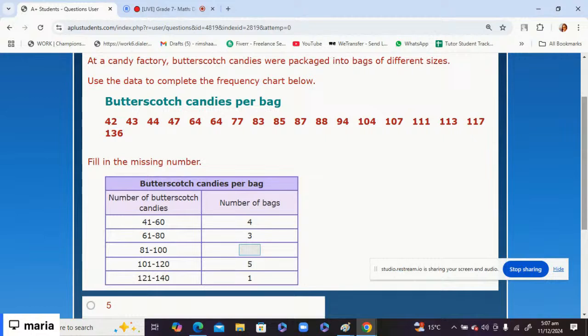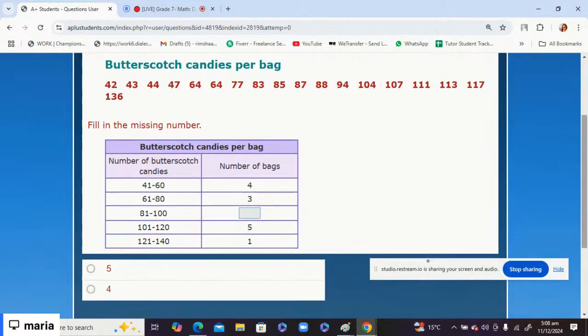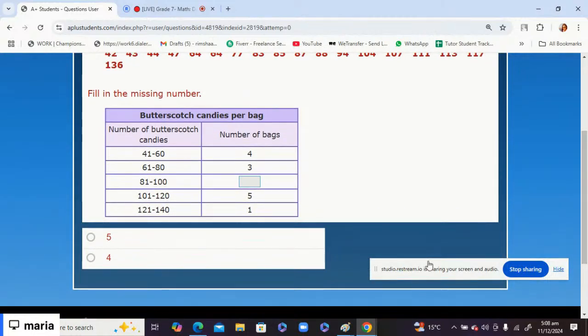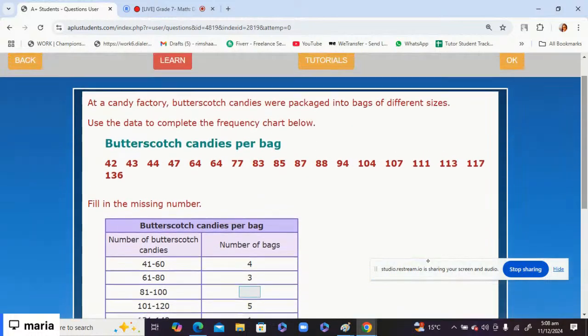Let's do it. It's 83, 85, 87, 88, then 94, because we are finding numbers up to 100. 107 is greater than 100. So how many numbers? 1, 2, 3, 4, and 5. 5 numbers from 81 to 100. So let's go with the 5 and check whether our answer is right or not.